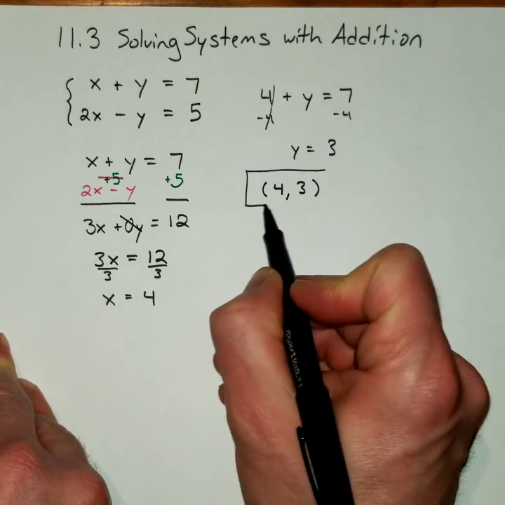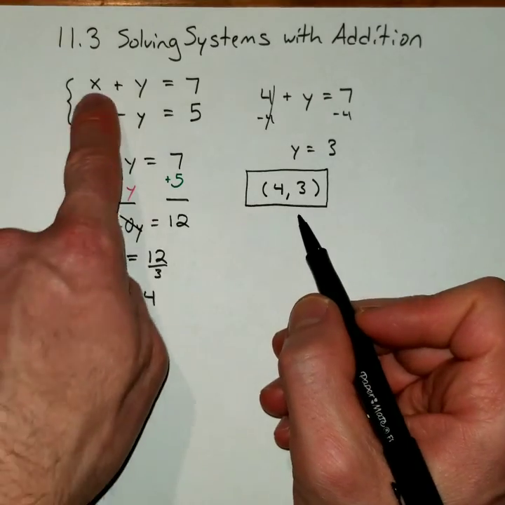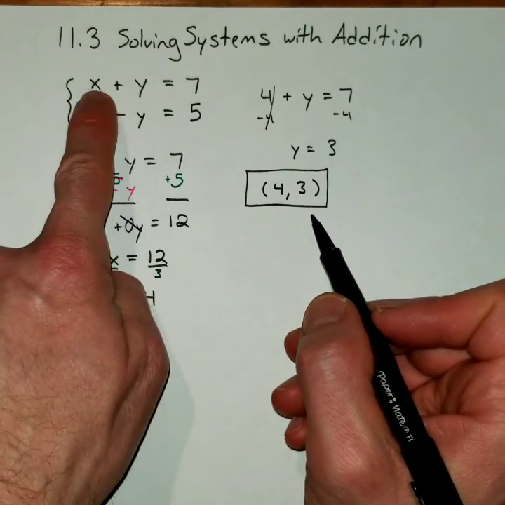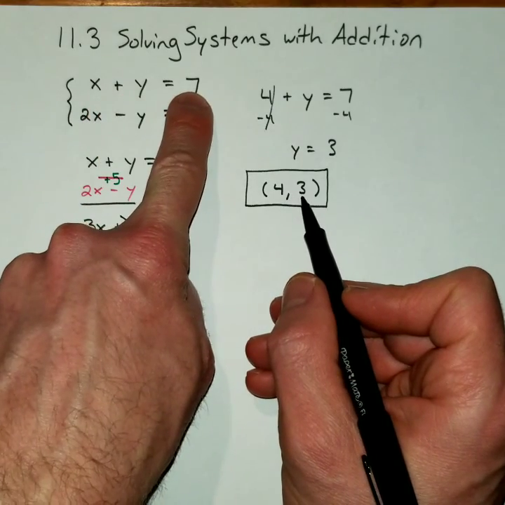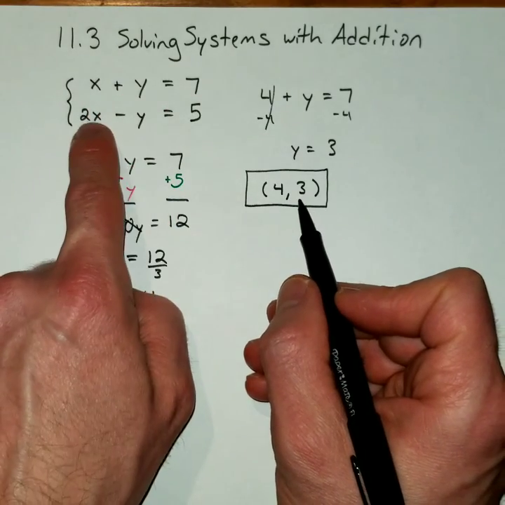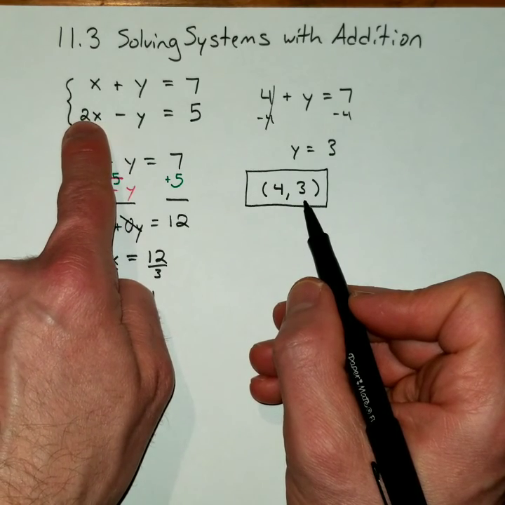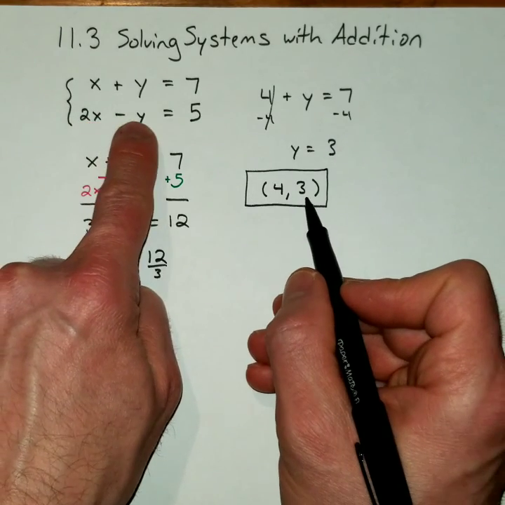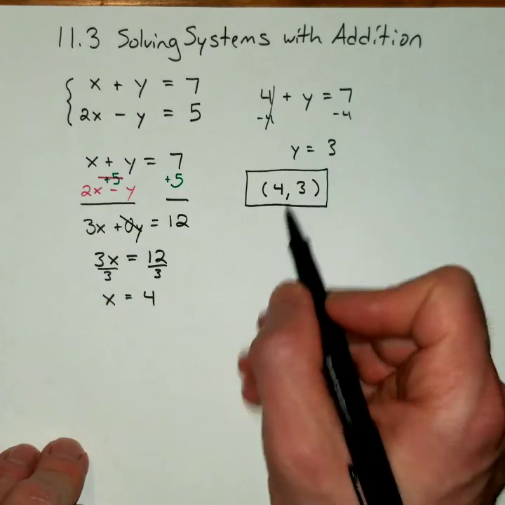Now let's just double check and make sure that works. This point needs to work in both equations. So if I put a 4 and a 3 in, 4 plus 3 does equal 7, so that works out. And if I put a 4 and a 3 in here, 4 times 2 is 8. 8 minus 3 would give me 5. And so it does work. This is the solution.